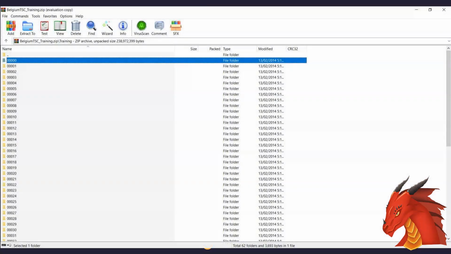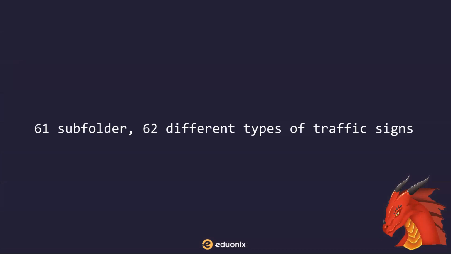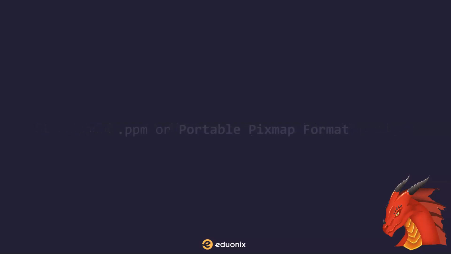If you have downloaded the files, then take a look at the folder structure of the data. The testing, as well as the training data folders, contain 61 subfolders, which are the 62 different types of traffic signs that you'll use for classification. Additionally, you'll find that the files have the file extension PPM, or Portable PixMap format. You have downloaded images of the traffic signs. Let's get started with importing their data into your workspace.